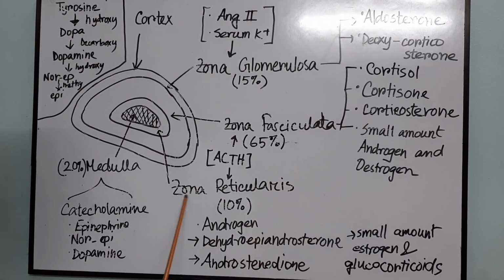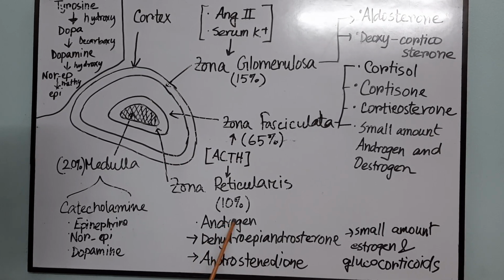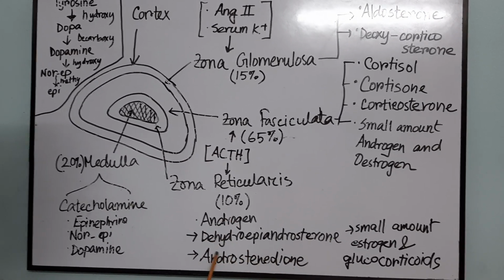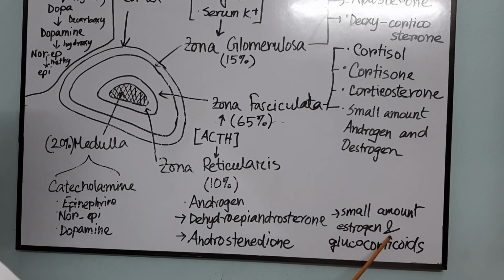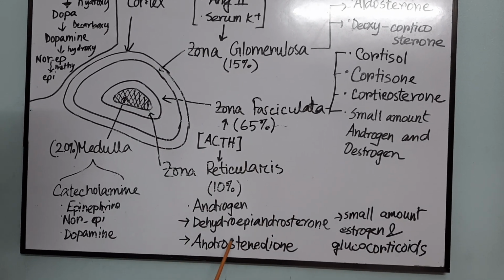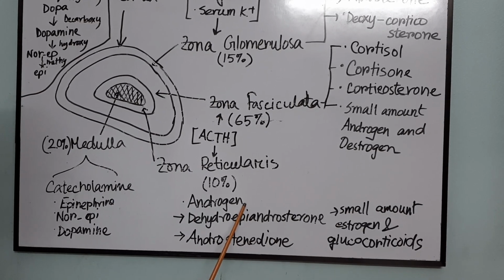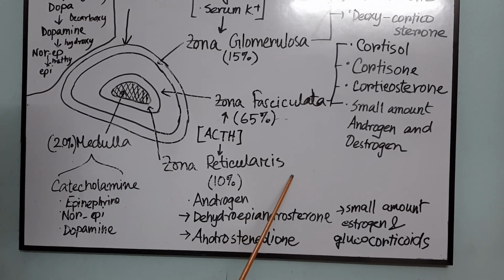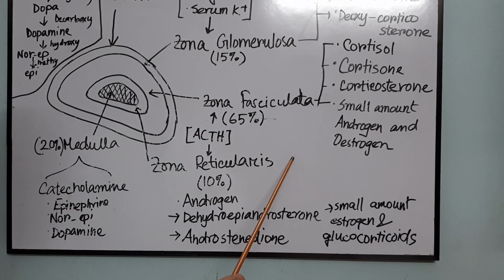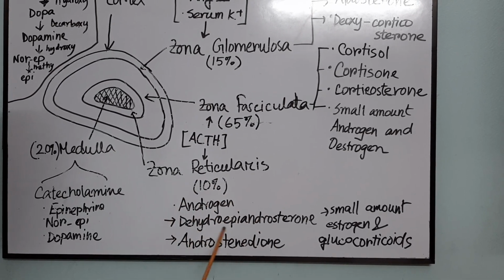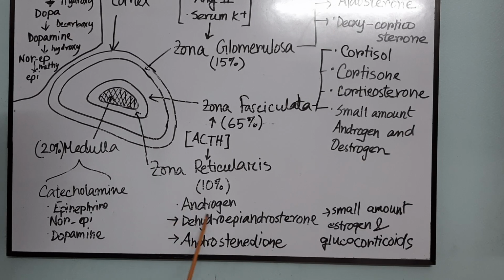Now next to the zona reticularis. It is 10% of the gland. It secretes androgens. What are the androgens? Dehydroepiandrosterone and androsterone. It also secretes a small amount of estrogen and glucocorticoids. During fetal life it secretes more androgen. That androgen goes through the blood to the placenta. Then placental trophoblast cells convert the androgen to estrogen, and estrogen maintains the pregnancy. These androgens are also responsible for female pubic hair and axillary hair.